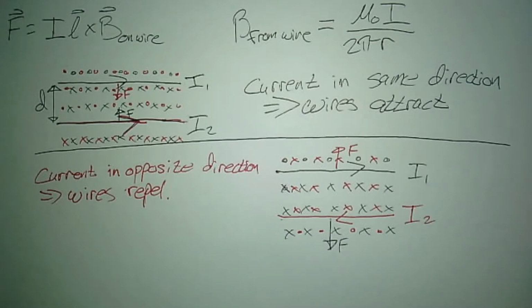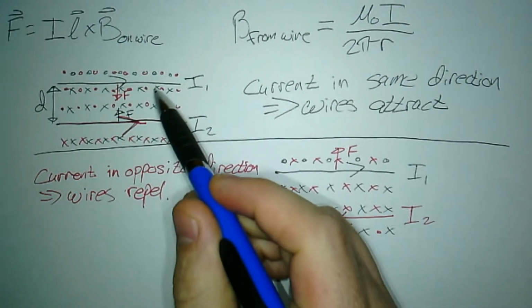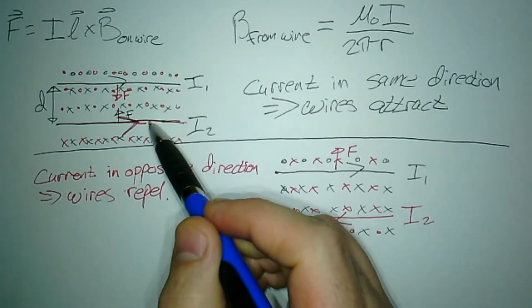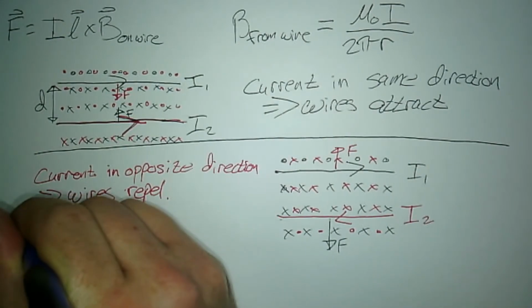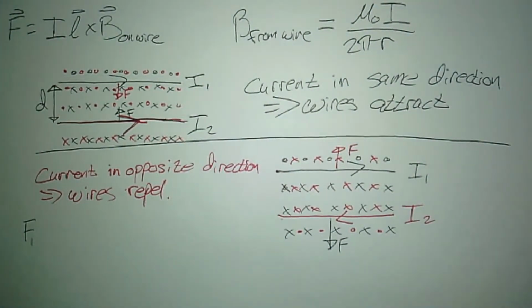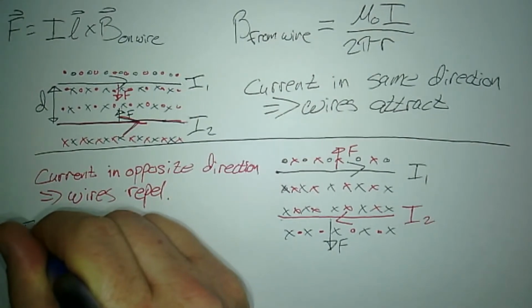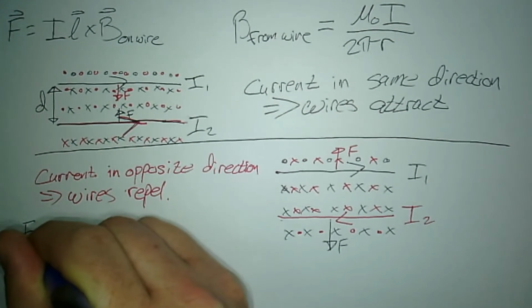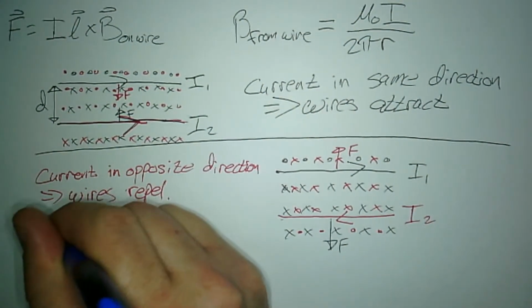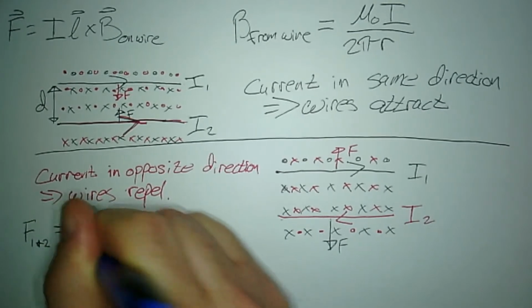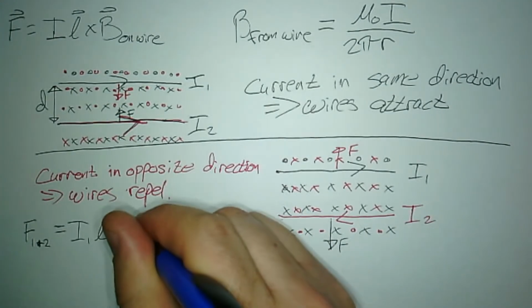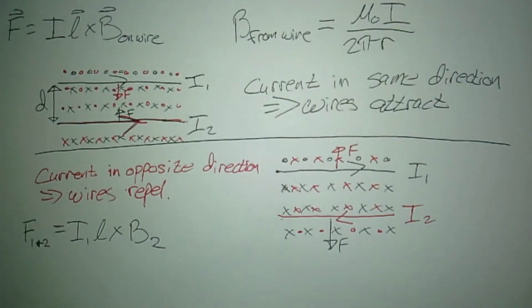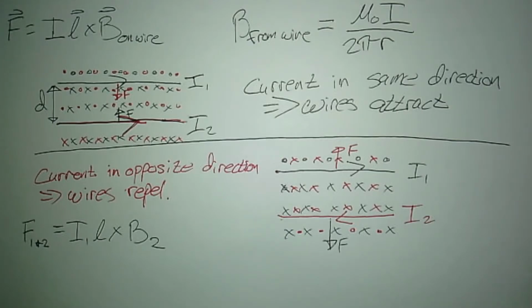Well, the force on this wire is caused by the magnetic field from this wire. So let's make the notation that the force on wire 1 from wire 2, so I have 2 pointing at 1, is going to equal the current in wire 1 times its length times, well, the cross product of the magnetic field from wire 2. That's the equation we have.